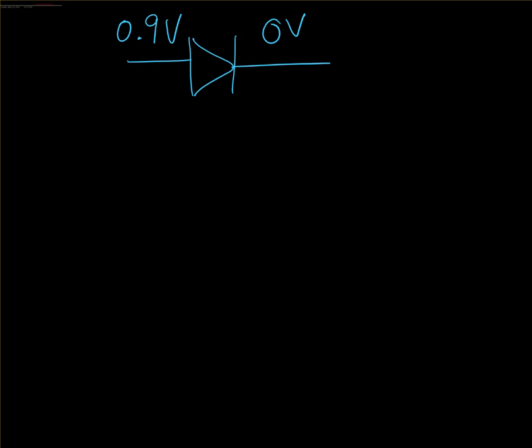And remember, when it's forward biased, current will flow in this direction. If it is reverse biased, there will be no current flow. So for this example, this is a lesser voltage than this. So we've got more on this side. We have less on this side. So the anode has more, the cathode has less.